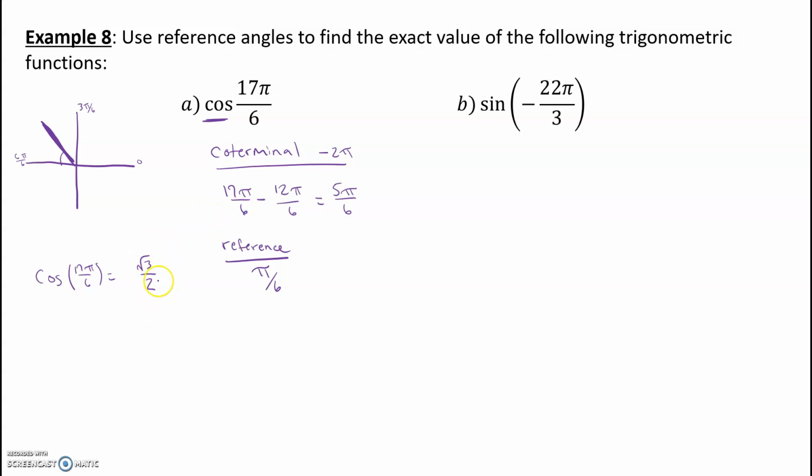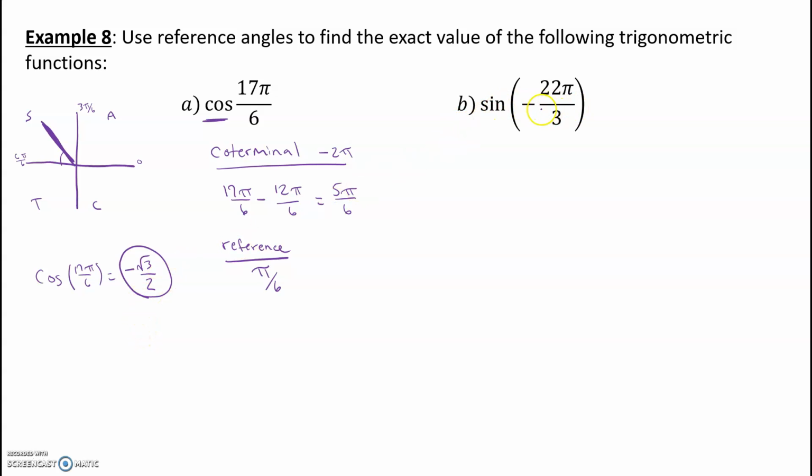Now you definitely want to go back and check, should your cosine be positive or negative. So we're at all students take calc, right? All students take calc. Sine and cosecant are positive here, so cosine would be negative. And that would be our final answer.